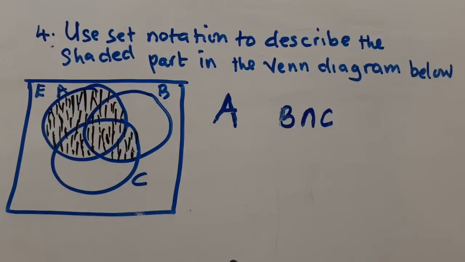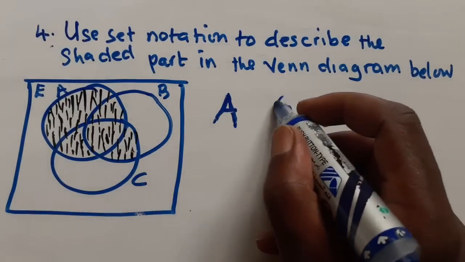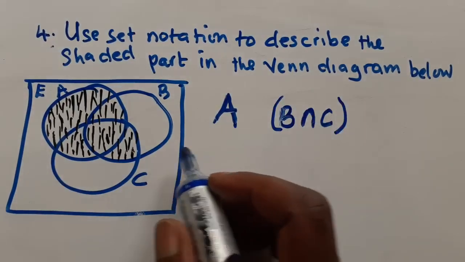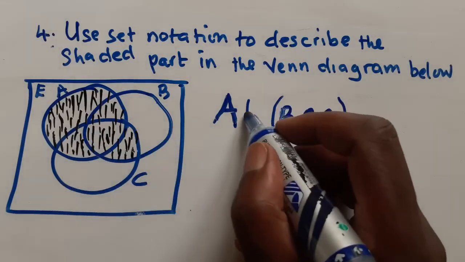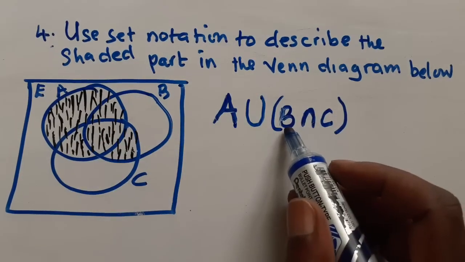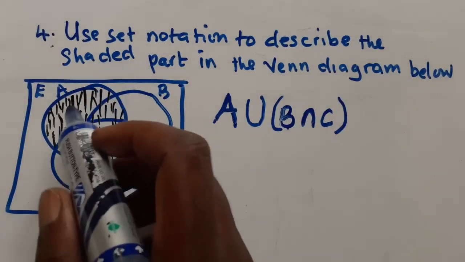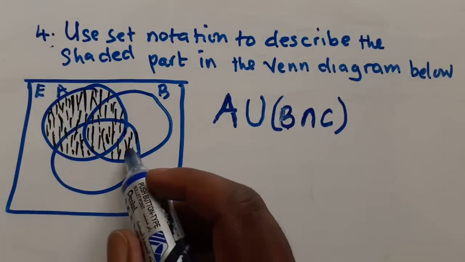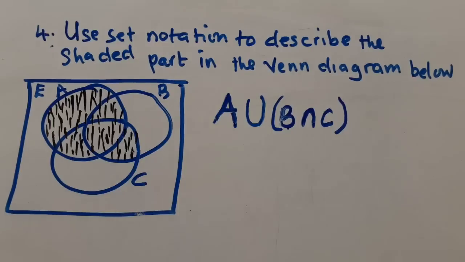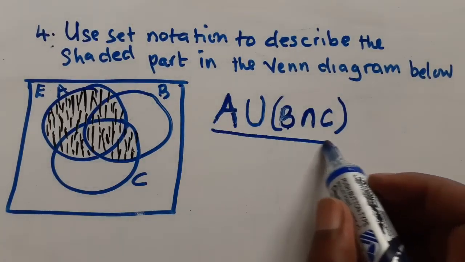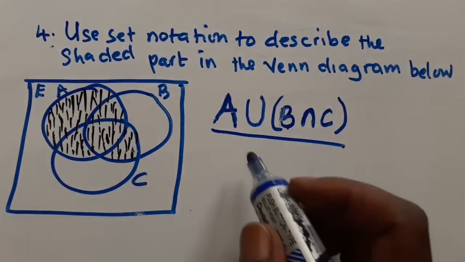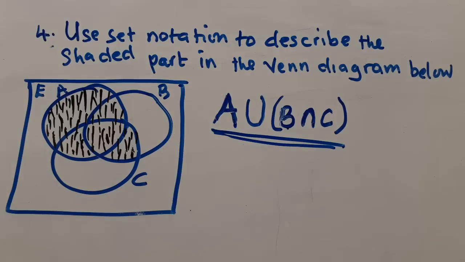All right? So now, when we put them together, we are going to say what is shaded is A union B intersection C. The whole part of A is shaded as well as the intersection of B and C. So our answer, ladies and gentlemen, is this one. You get your 2 marks like that. We got question 5.